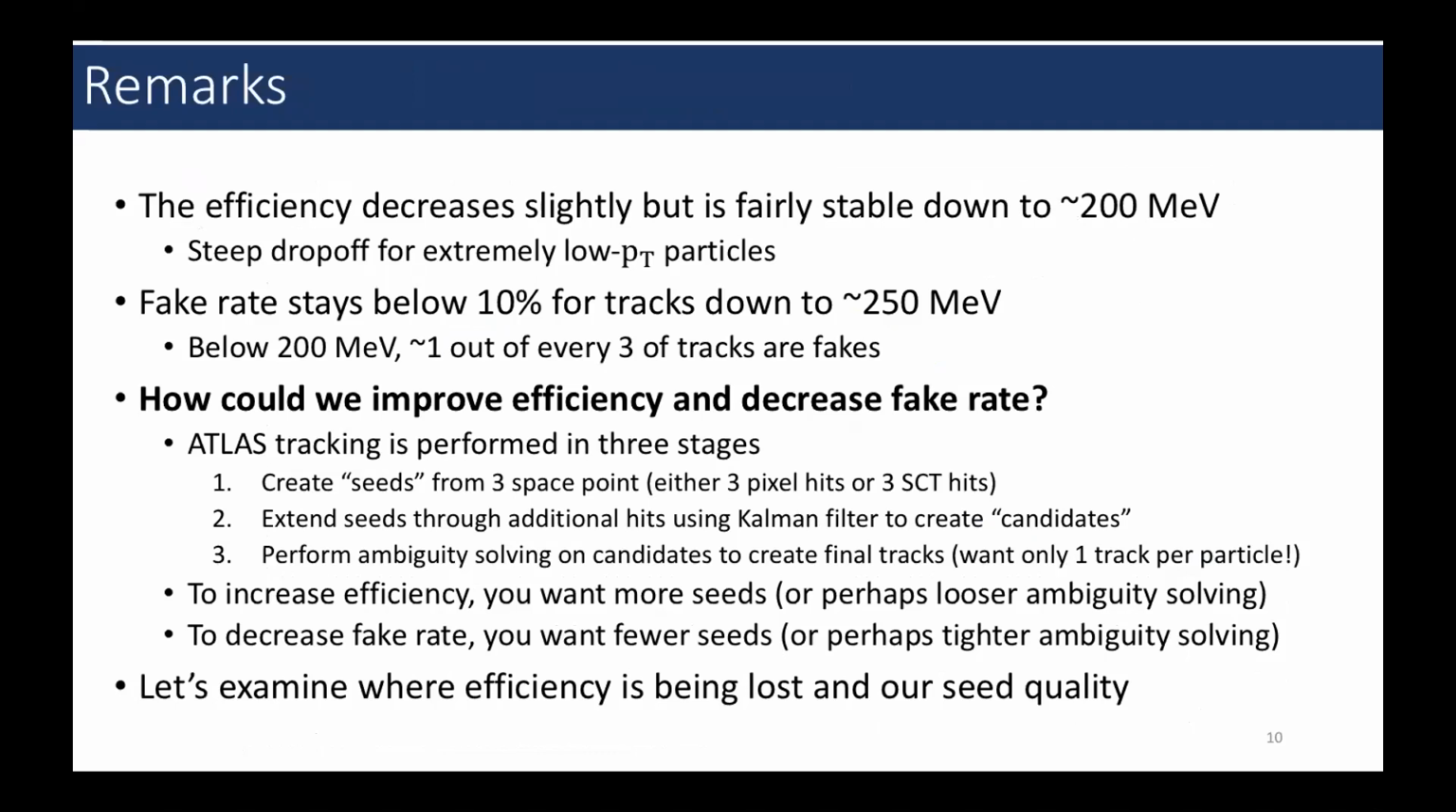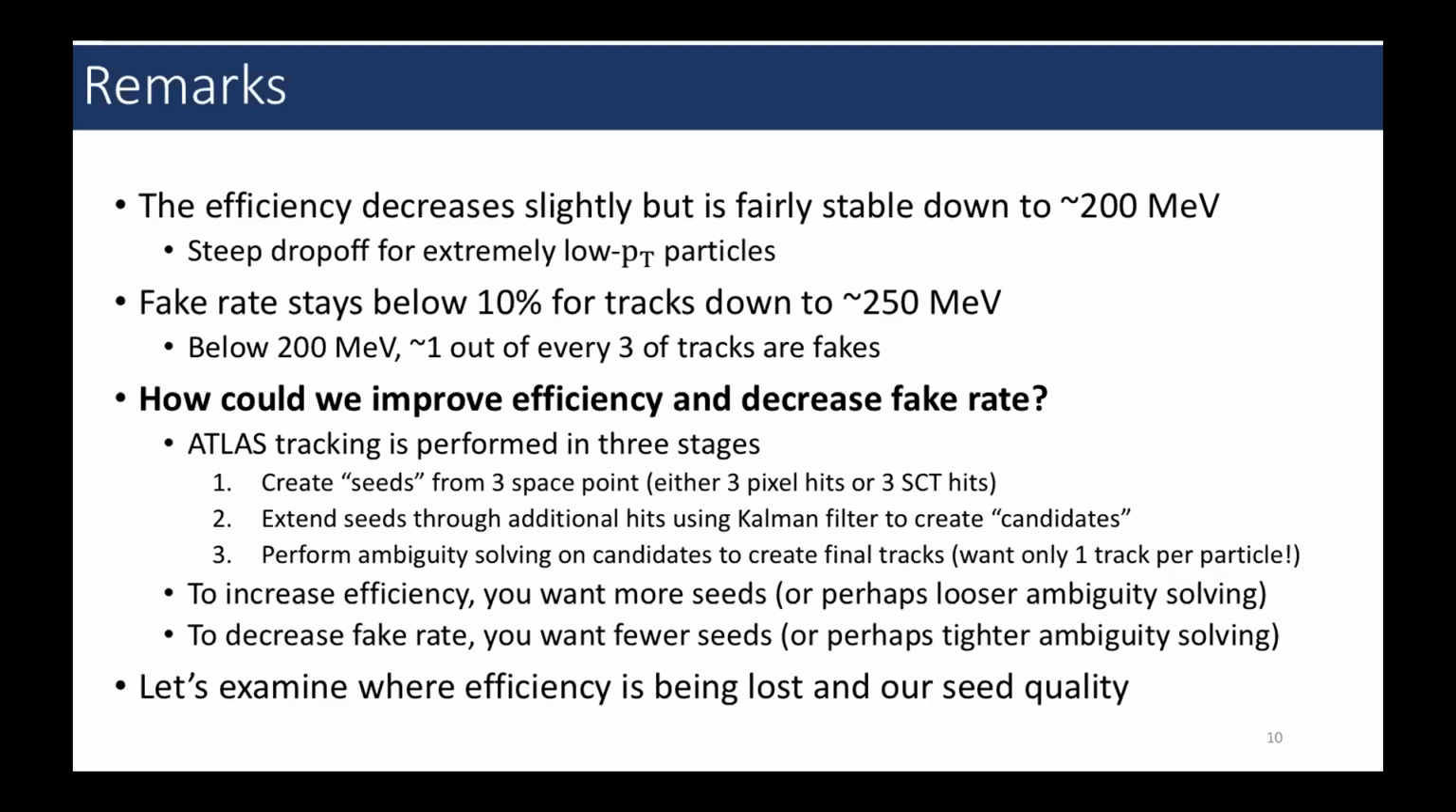So just as a quick reminder, ATLAS tracking is performed in 3 stages. First, we create the seeds, which I've already briefly talked about, from 3 space points. Then you extend the seeds through additional hits using a Kalman filter to create candidates, and there might be multiple candidates per truth particle. So then you move on to the ambiguity solving, where you essentially filter down your set of candidates and hopefully remain with 1 track per particle. So things go in there like not too much hit sharing, etc.